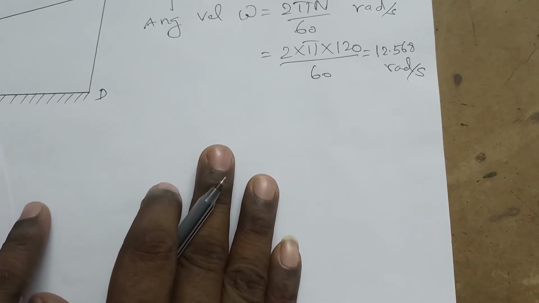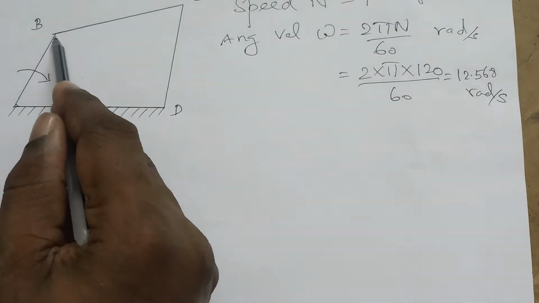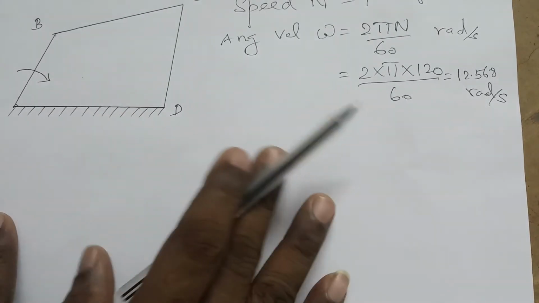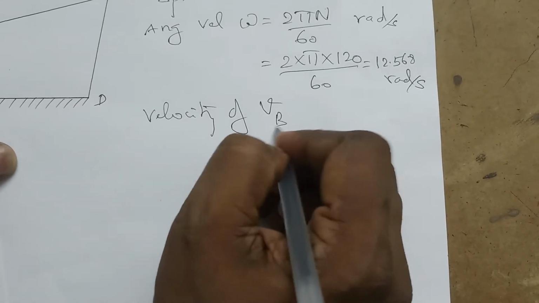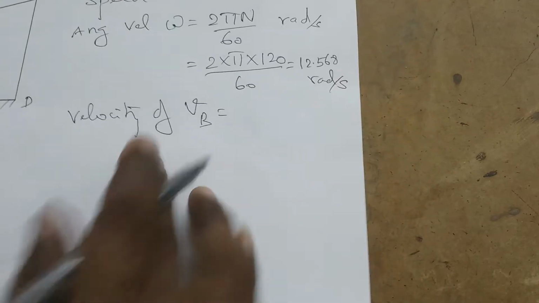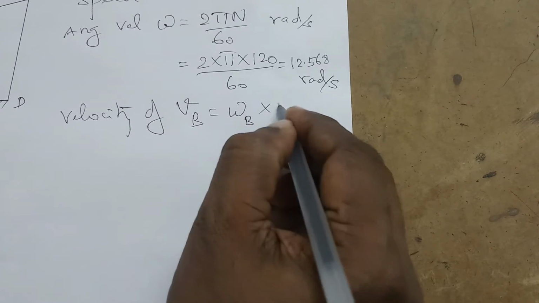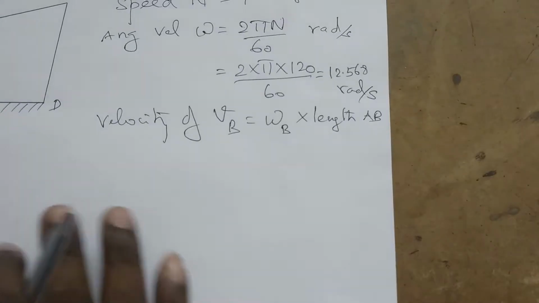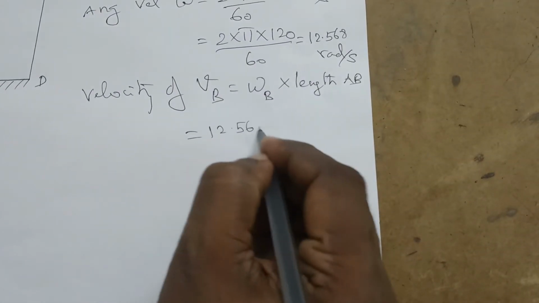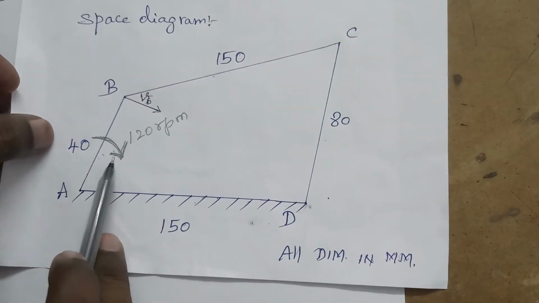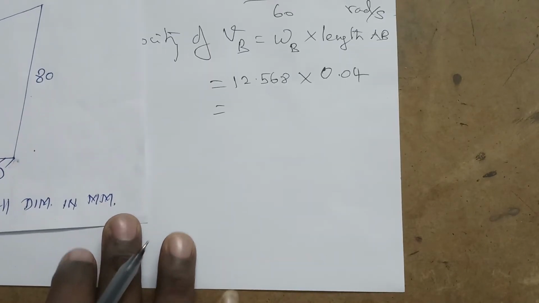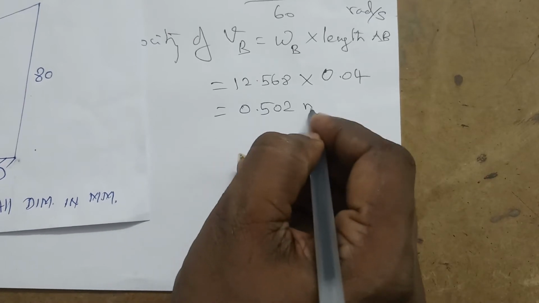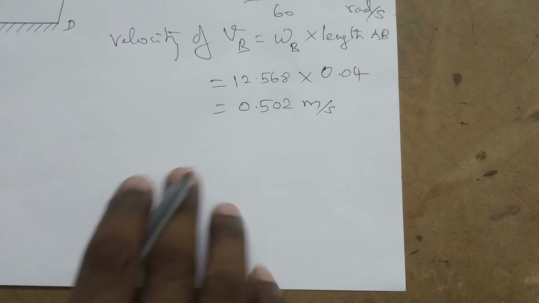Okay, so next you have to calculate the velocity for the link AB. You can see here, here the velocity will be acting in this direction, perpendicular direction. So we are supposed to find the velocity of the link AB. So that is velocity VB equal to, the formula is angular velocity into length of the link. Angular velocity is omega into length of the link AB. Okay, so omega is what, 12.568 into, so the length of the link, this one you can see here, the length of the link is 40 mm. So convert this 40 mm into meter, so you will get 0.04 meter. So your overall velocity of the link will be around 0.502 meter per second.